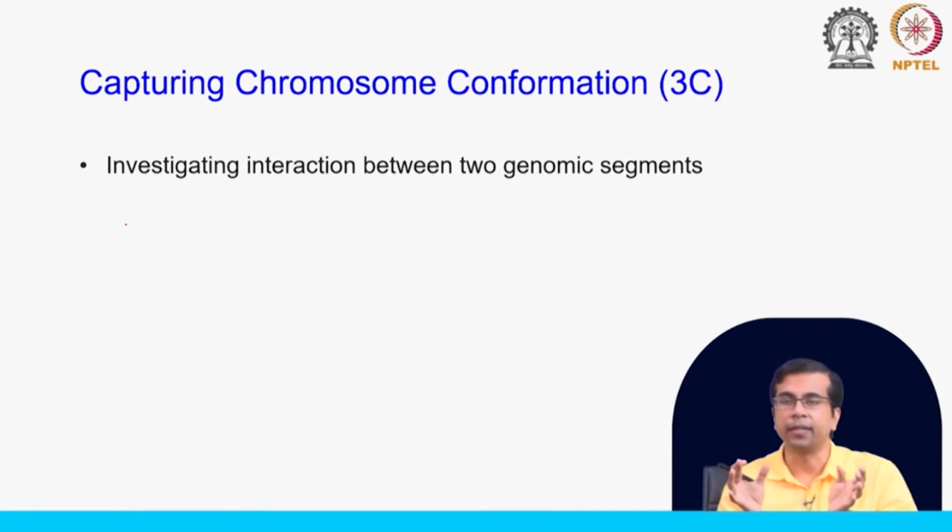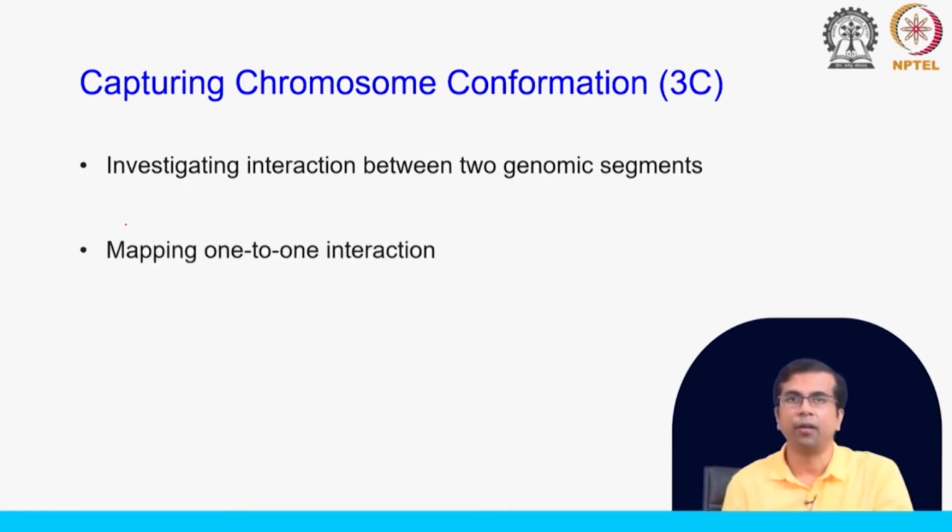Let us say you hypothesize that region X and region Y are interacting. To test that, you apply this 3C method, you design primers that bind to region X and region Y, and then you do the 3C and see whether there is some sort of signal in the quantitative PCR at the end. Based on that you draw inference, whether there is interaction or not.